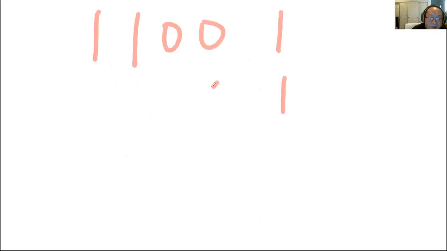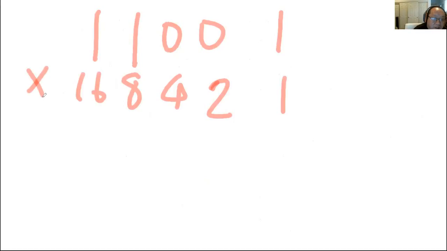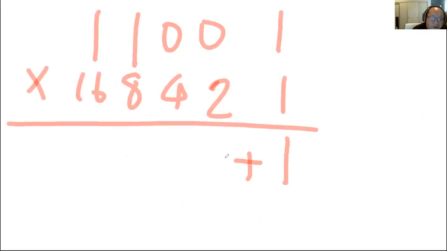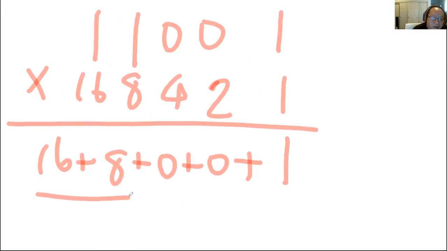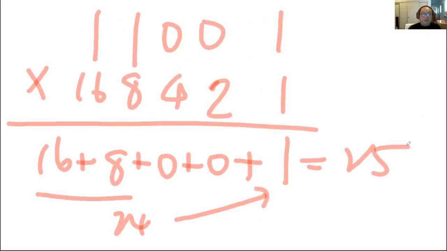And let me clean. Now I have 11001. This one's weight is 1, this one's weight is 2, 4, 8, and 16. So you end up with 1 plus 0 plus 0 plus 8 plus 16. So this is 24 plus this one, 1. So it equals 25. Is that okay?